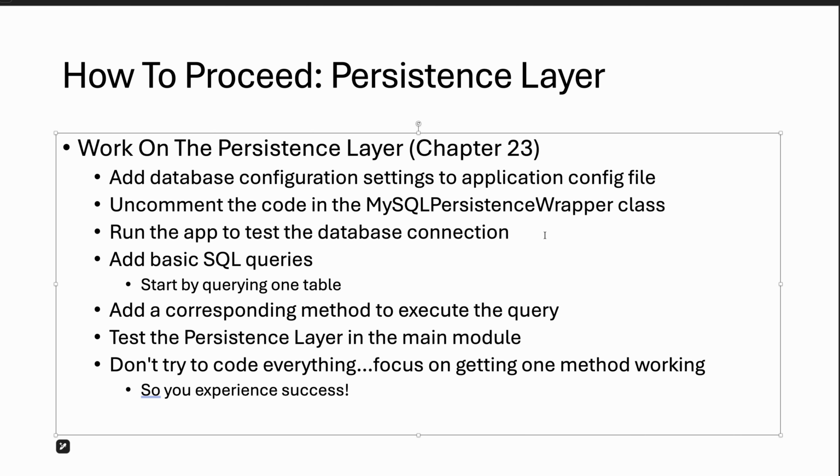Run the app to test the database connection. I don't have the database connection set up here, so I'm not going to do that, but I'll do it on Monday because I'm going to talk about this stuff in Monday's class. Then you start by adding basic SQL queries. Start by querying one table. Add a corresponding method to the class to execute that query, and then test the persistence layer in the main module. Don't try to code everything. Focus on getting one method to work so you experience success. Let me tell you, that's a real dopamine hit when you get this stuff working.